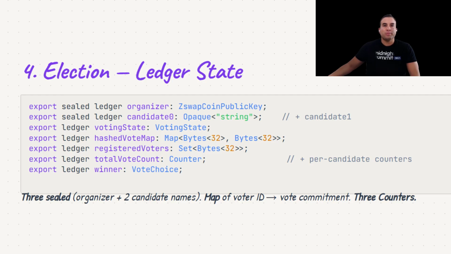3 counters. Total vote count goes up every time a commit lands. Candidate 0 vote counter and candidate 1 vote counter are the actual tallies. They only go up during the reveal phase. And winner, a vote choice cell that's empty until the organizer declares the result.